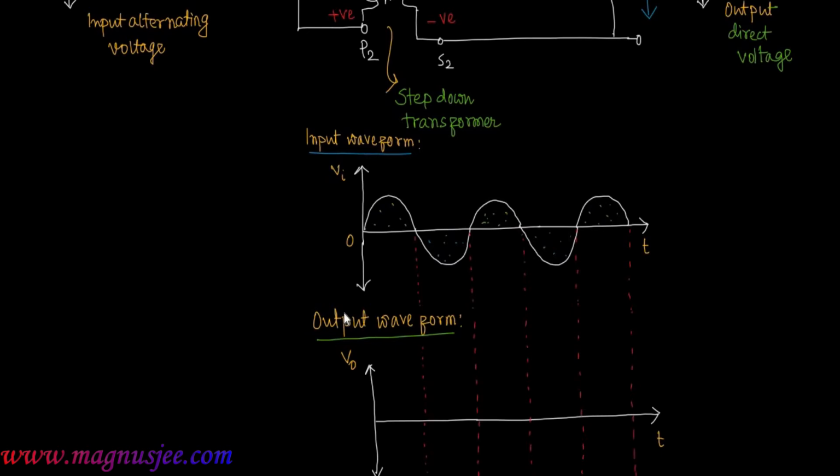At the output across the load resistance RL, we get only positive voltages, and there will be no negative half cycle. All the negative half cycles will be blocked by the diode during negative half cycle at the input. And here in a single diagram we can draw input and output waveform.